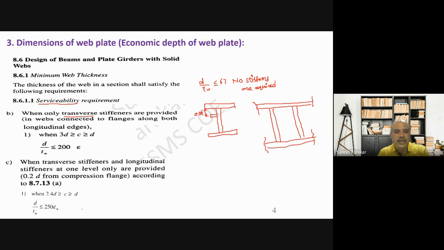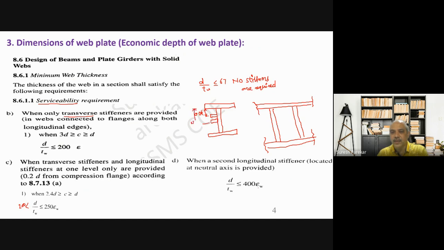Then we have this criterion: d by tw should be less than or equal to 250 and greater than 200. Then the fourth criterion: d by tw should be less than or equal to 400 epsilon w, where we know the epsilon value, when the second longitudinal stiffener is located at the neutral axis. So we have the second at the neutral axis.